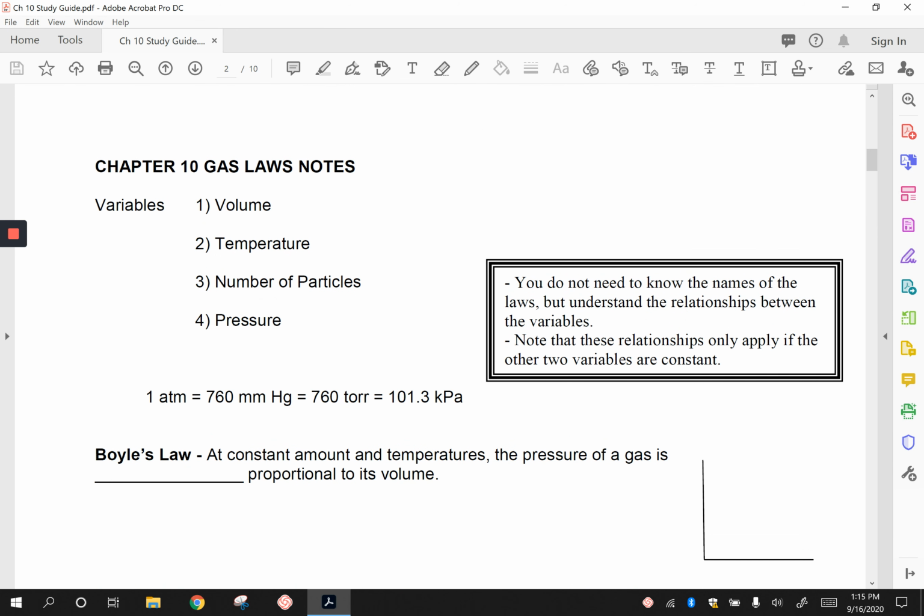And we're going to start with the 4 variables that you could measure for a gas. So if you have a gas, there are 4 things that you could measure for it, which are volume, temperature, number of particles, and pressure. So let's talk about each of those.